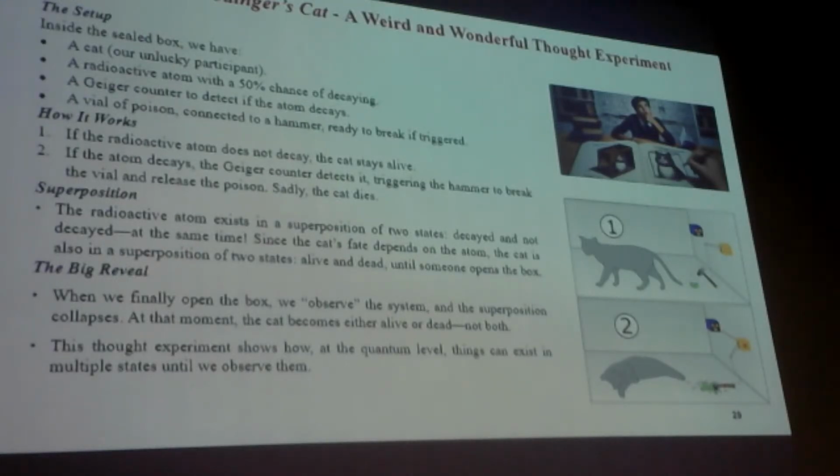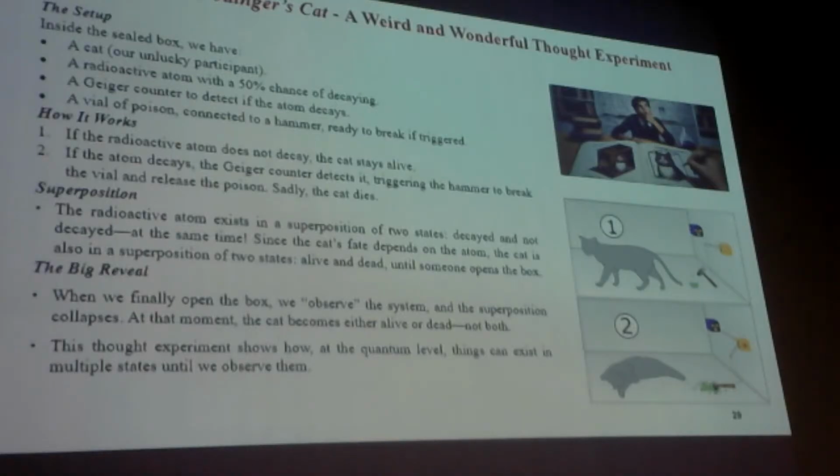But if the atom decays, the Geiger counter will detect it, triggering the hammer to break the vial and release the poison. And when the poison is released in a sealed box, will the cat be alive? No, it's going to be dead.